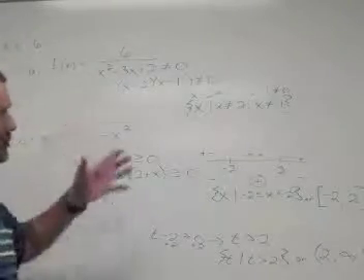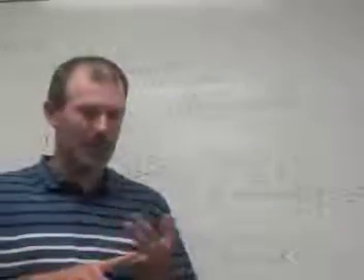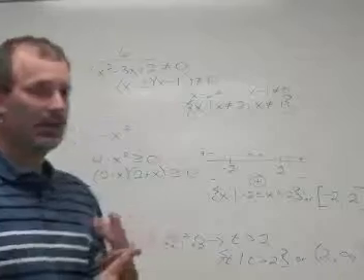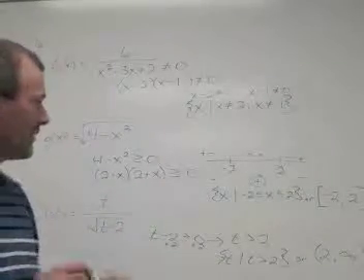So implicit domain, the key things you have to look for is you can't let denominators equal 0. You can't let inside of a square root or any even index for a radical be negative, because you can't take the square root of a negative number.